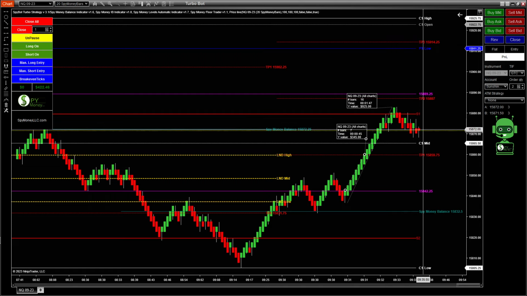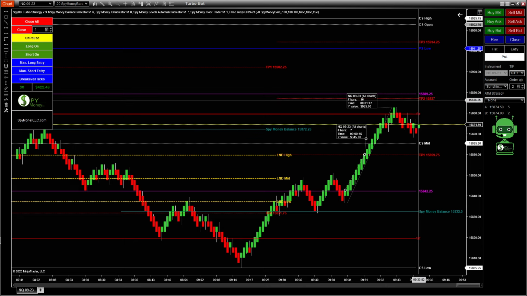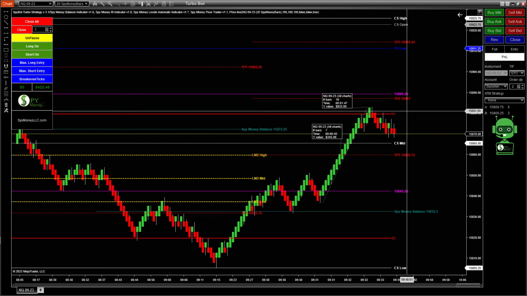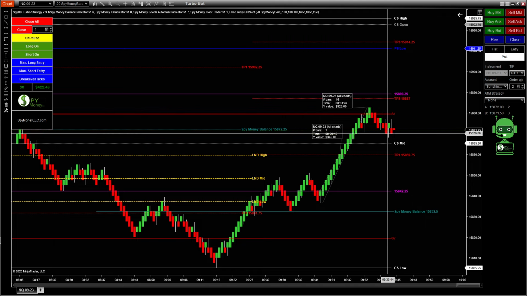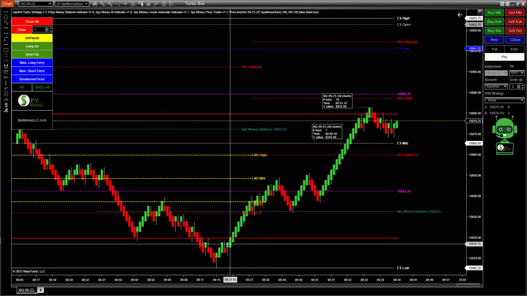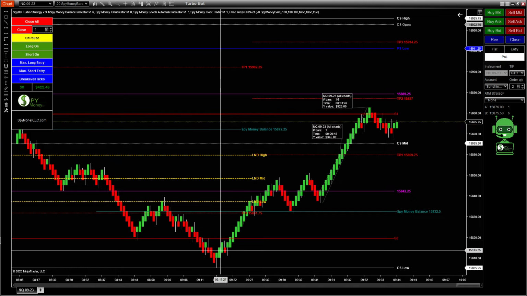Now see how it's starting to chop around? Well, it's chopping around because you have this level and you have these levels here. So when you have all these levels involved, you're better off not to trade. And what you want to do is, like, this right here was a run. Of course, this was not a trade.